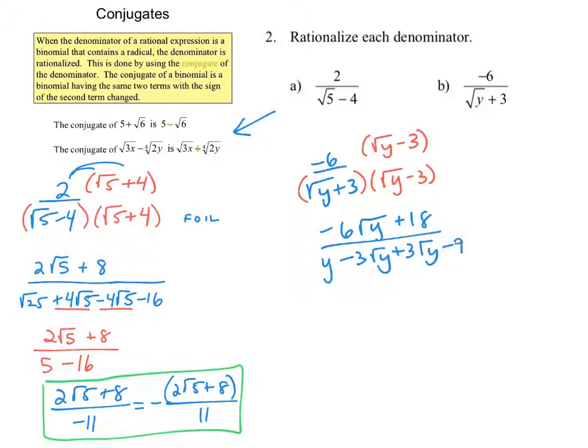last is minus 9. And whenever using the conjugate, those middle terms are always going to be opposites, so those will always simplify. And we can write our answer here as negative 6 square root of y plus 18 in the numerator and y minus 9 in the denominator.